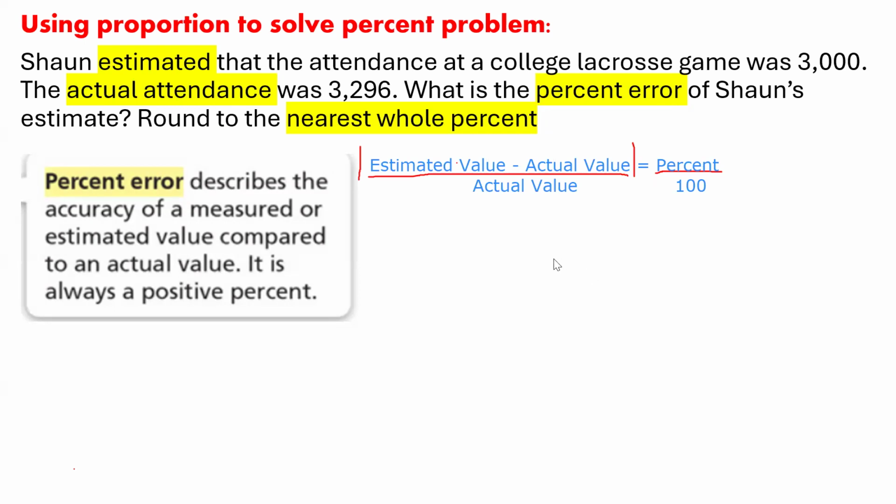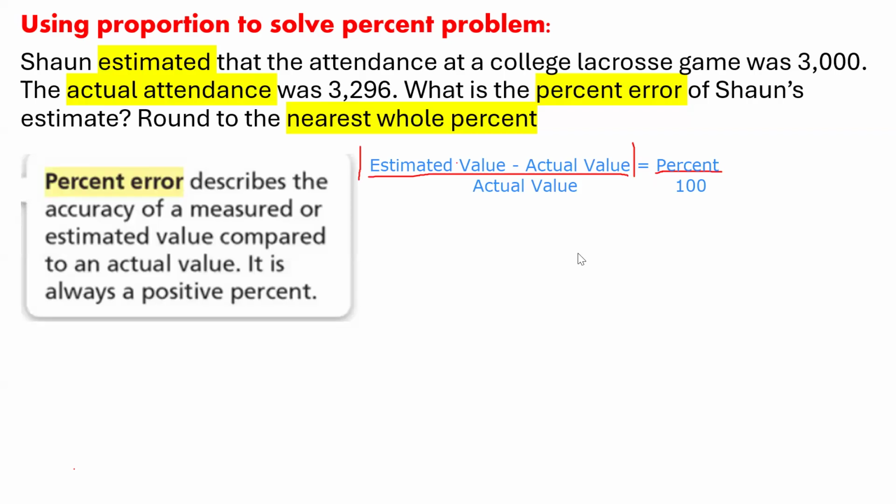Before we can start calculating the percent error, first we need to know what we mean by percent error, estimated value, and actual value. So what is percent error? Percent error basically describes the accuracy of a measured or estimated value compared to an actual value. It is always a positive percent. That means when you find the percent error, it cannot be negative, it must be positive.